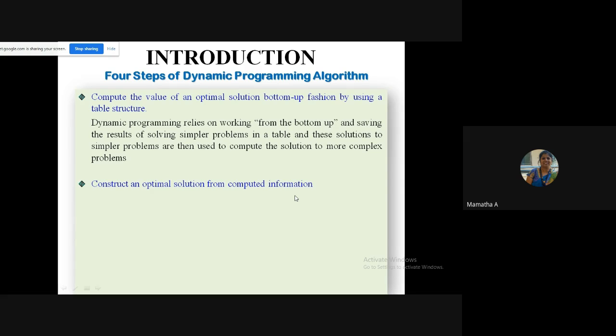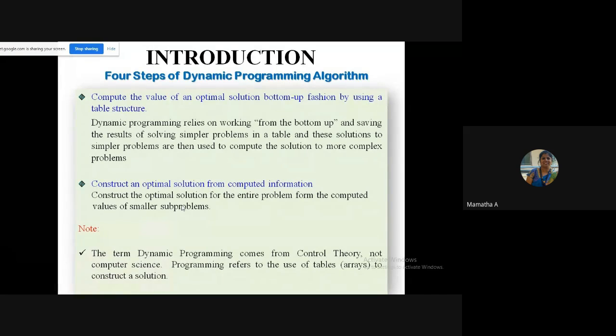Are you understanding, right? So what do we do? We will construct the optimal solution for the entire problem from the computed values of smaller subproblems. So whatever you have solved, which is stored in the table, I will get the optimal solution from it.